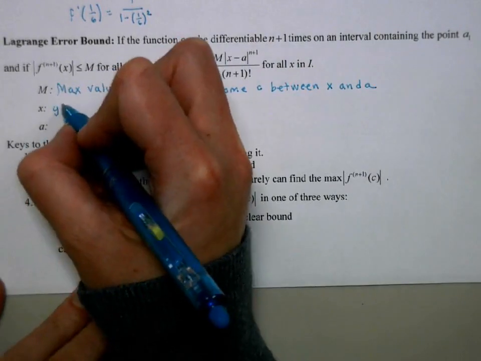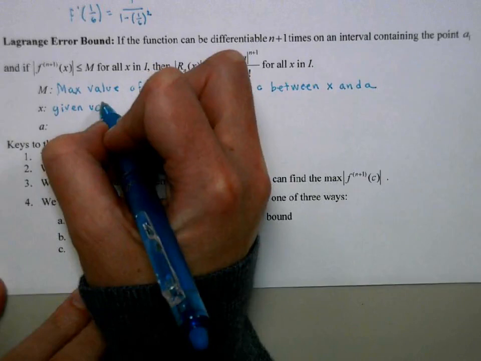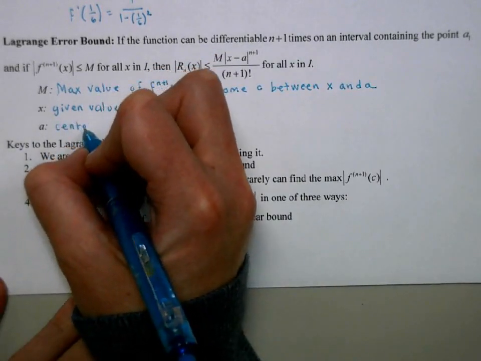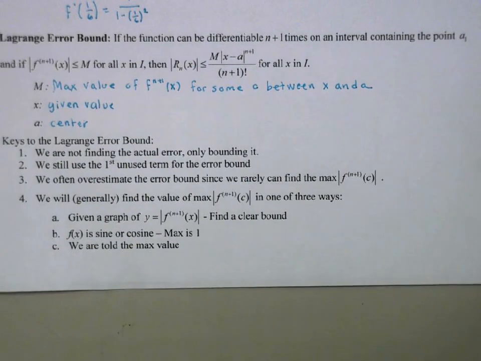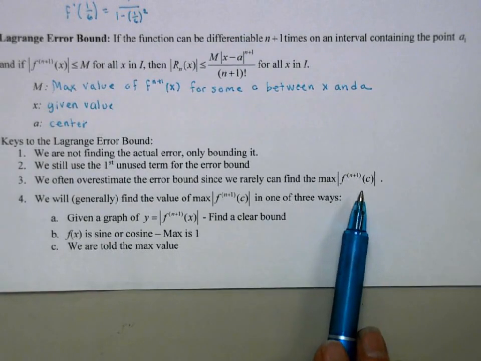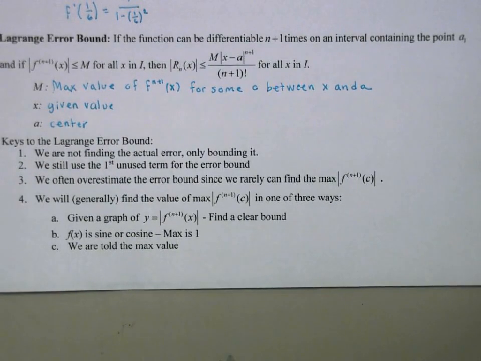Okay, A is going to be our center. So some things to think about with the Lagrange error bound. We're not actually finding the error, we're just bounding it, kind of a worst case scenario. We're still using the next unused term. We often overestimate the error because we often cannot find the maximum of this, so we give it a bound. You will generally find that max value in one of three ways.